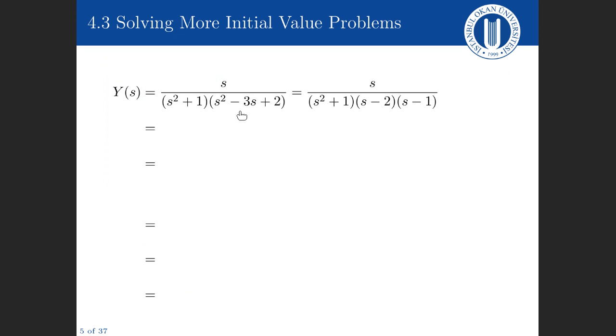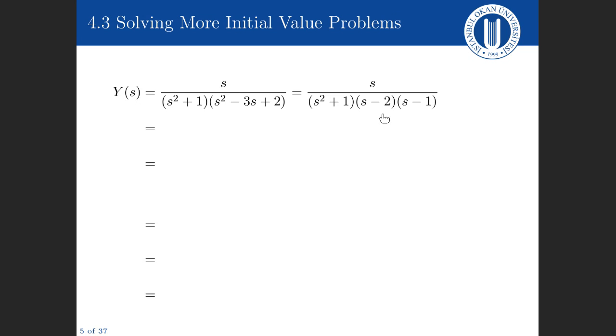Divide both sides by s squared minus 3s plus 2. We get capital Y is s divided by (s squared plus 1)(s squared minus 3s plus 2), or if we factorize this, s over (s squared plus 1)(s minus 2)(s minus 3). We need to find the inverse Laplace transform of capital Y. In other words, we need to find the inverse Laplace transform of this function.